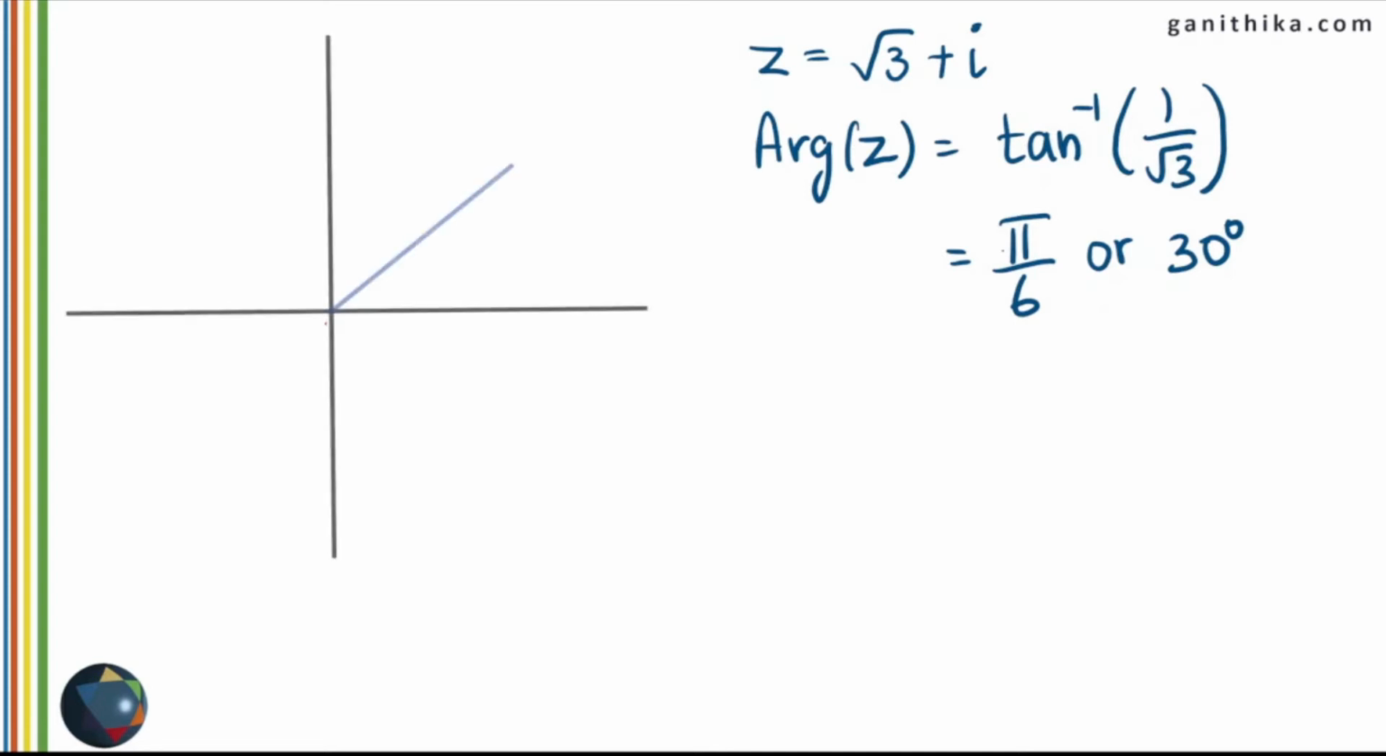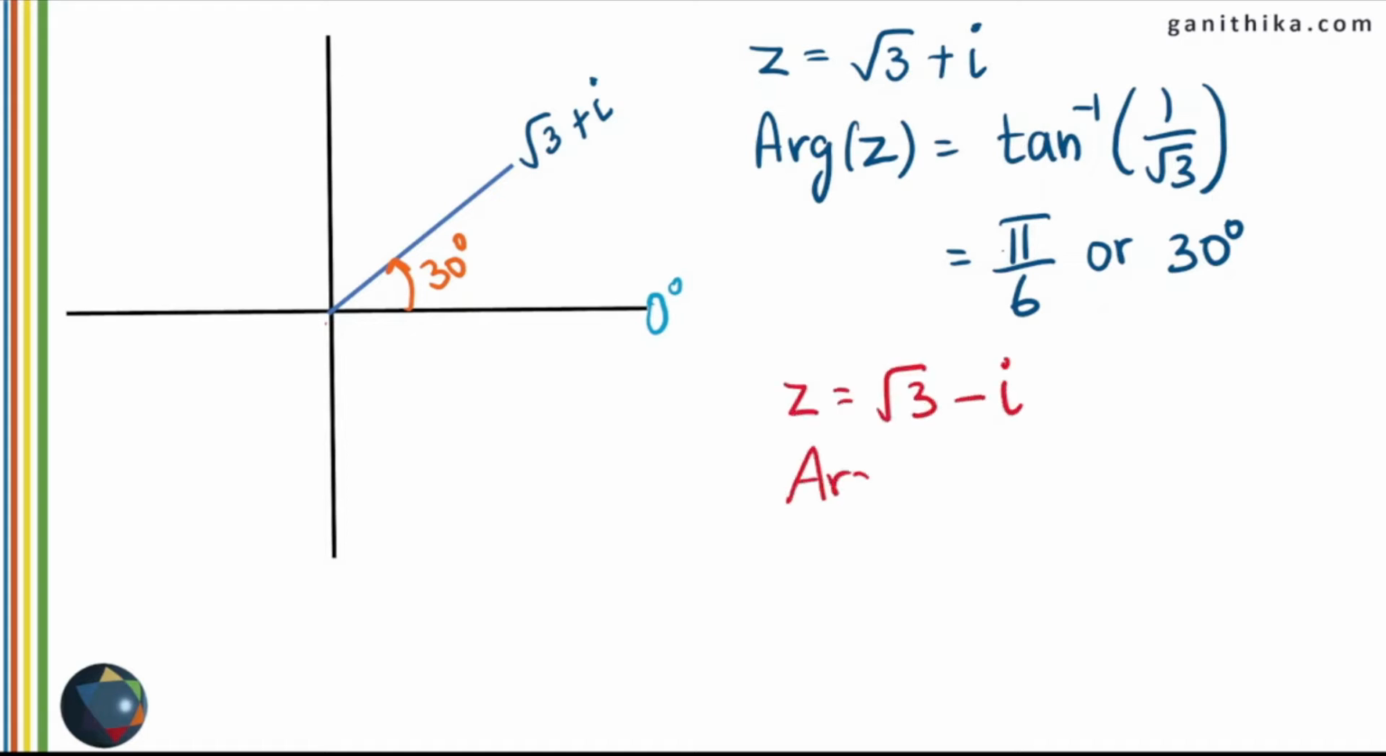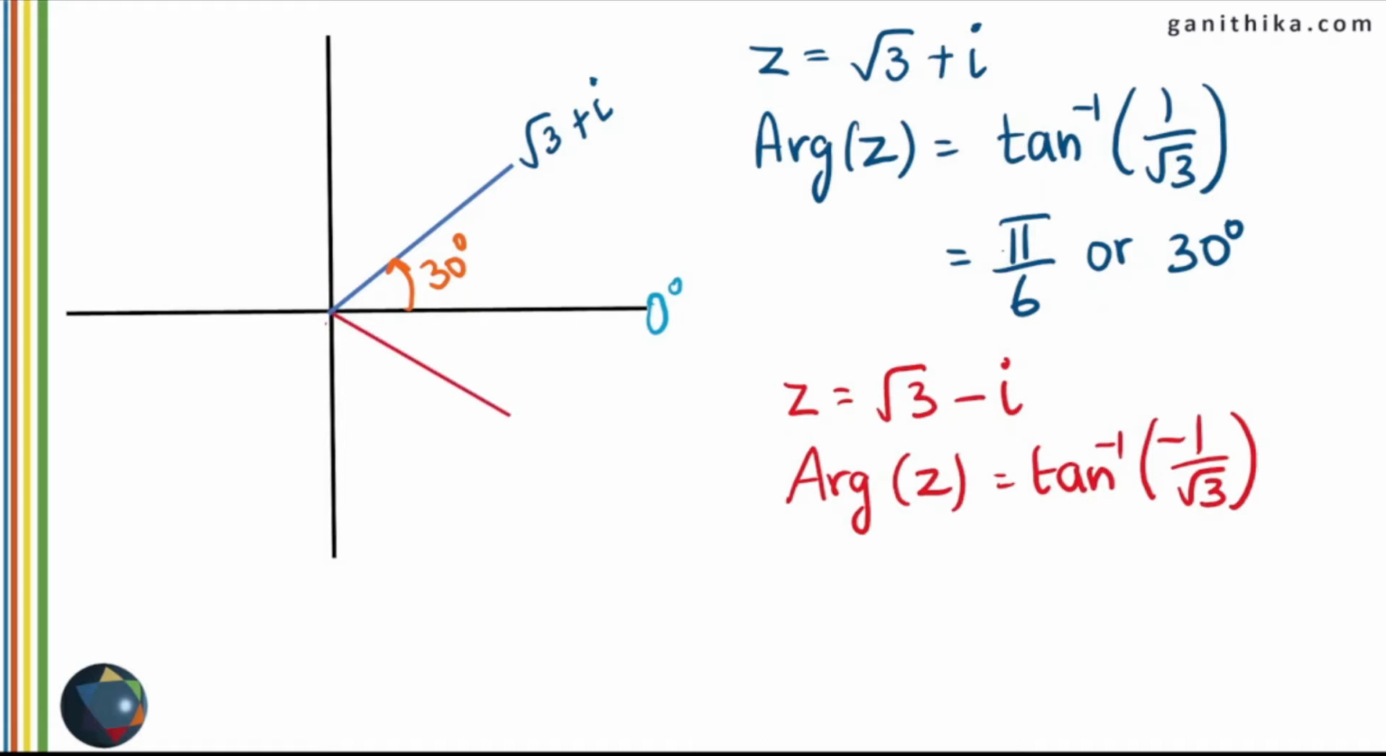Therefore, the complex number can be represented like this on the diagram, where this is square root of 3 plus i, which is the coordinate square root of 3 comma 1, and 30 degrees is the argument. Therefore, the complex number is placed at 30 degrees from the positive real axis. Consider the example square root of 3 minus i. This means argument of z equal to tan inverse of negative 1 over root 3, which gives you negative pi over 6, and it is in the fourth quadrant because the coordinate is square root of 3 comma minus 1.